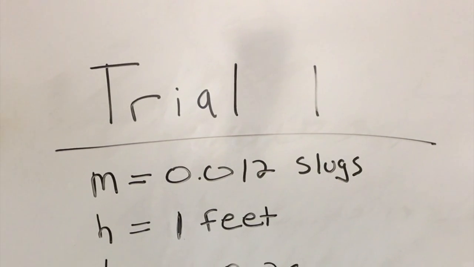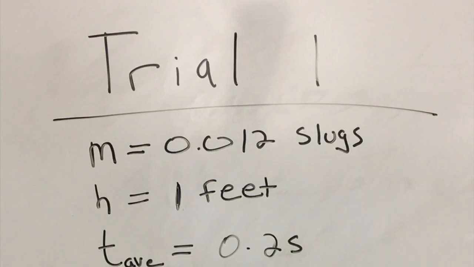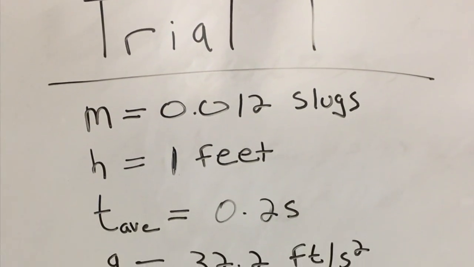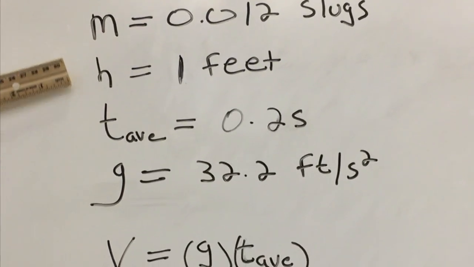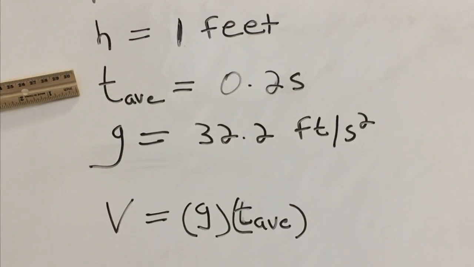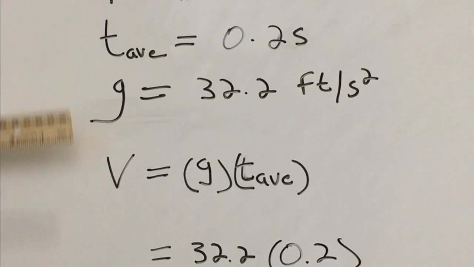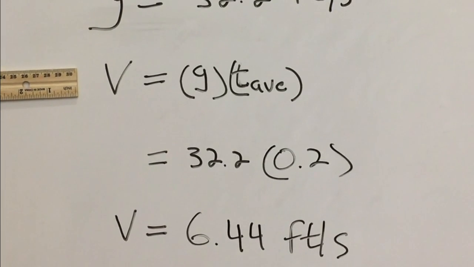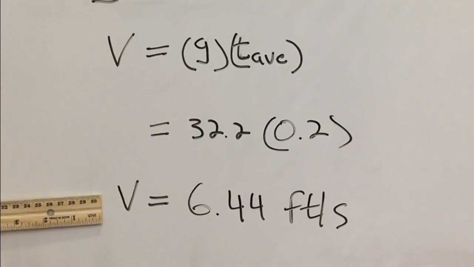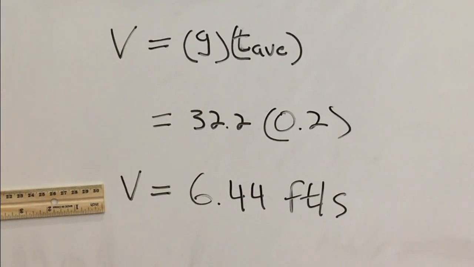After doing the experiment and gathering all the data, these are the variables that we found that we're going to need to calculate KE and PE. This is the mass of the cue ball, this is the height, the initial height that we dropped it from, this is the average time it took to fall that height, this is the gravity constant, and this is the velocity formula that we're going to use to calculate the velocity right before impact, which we found to be 6.44 for a 1 foot fall.